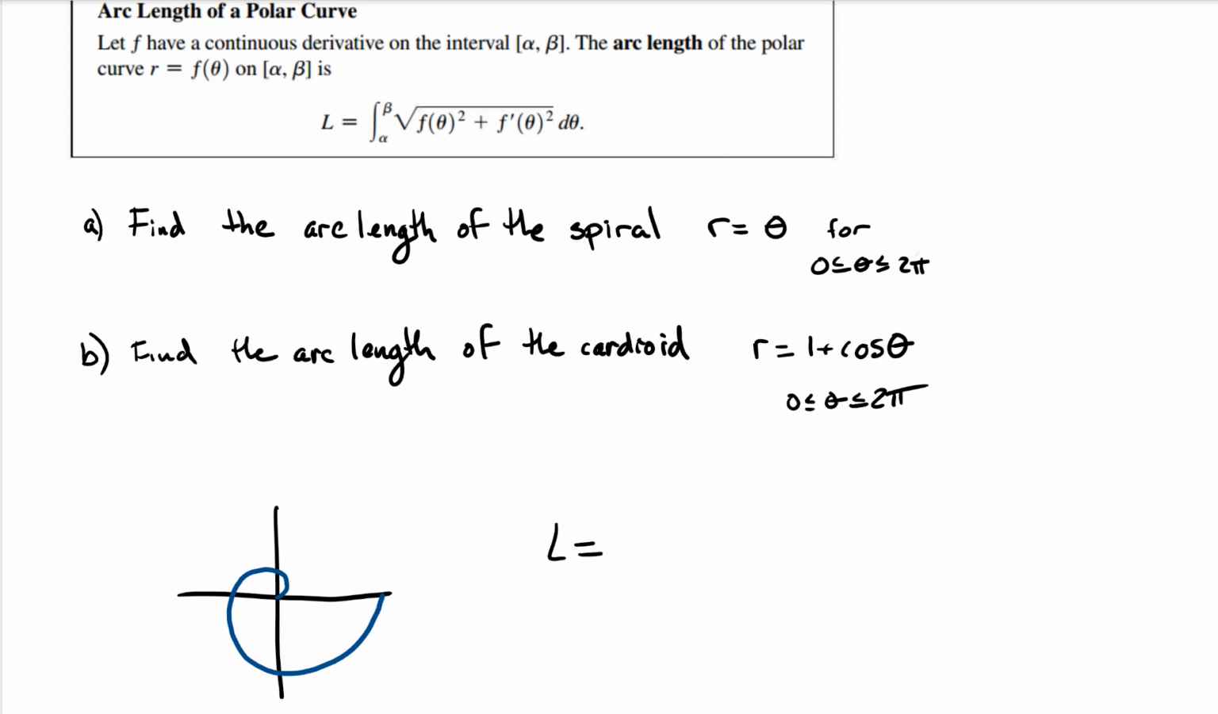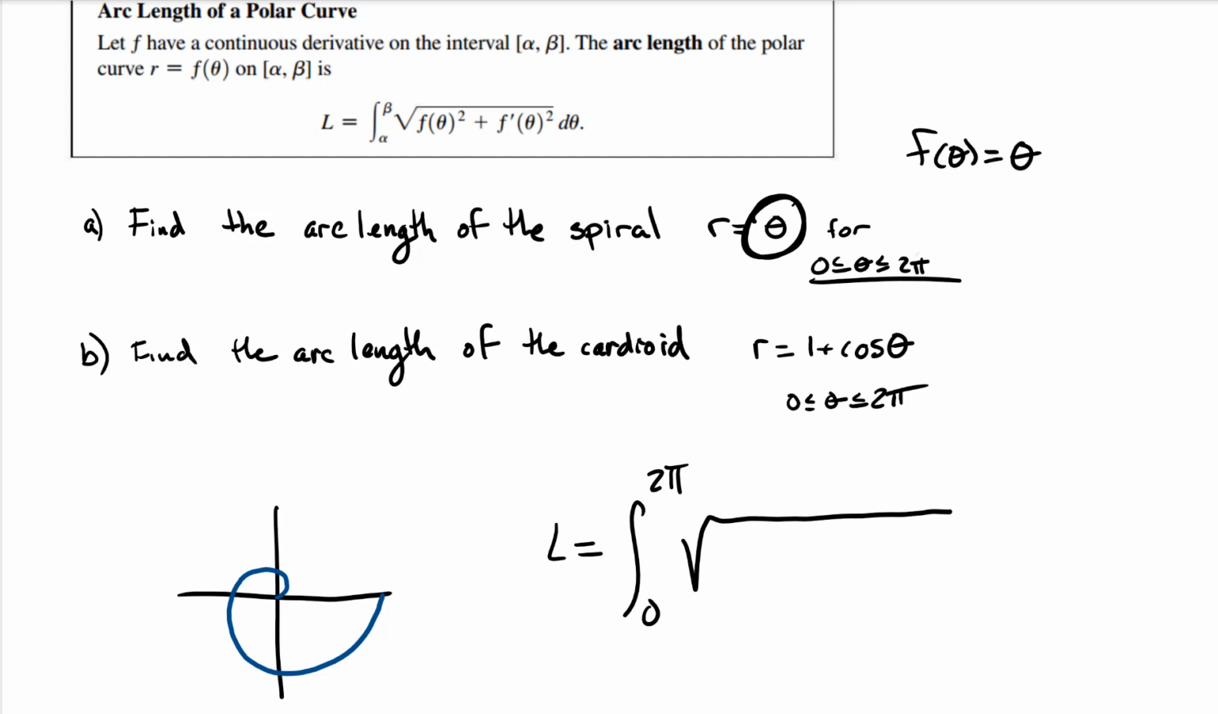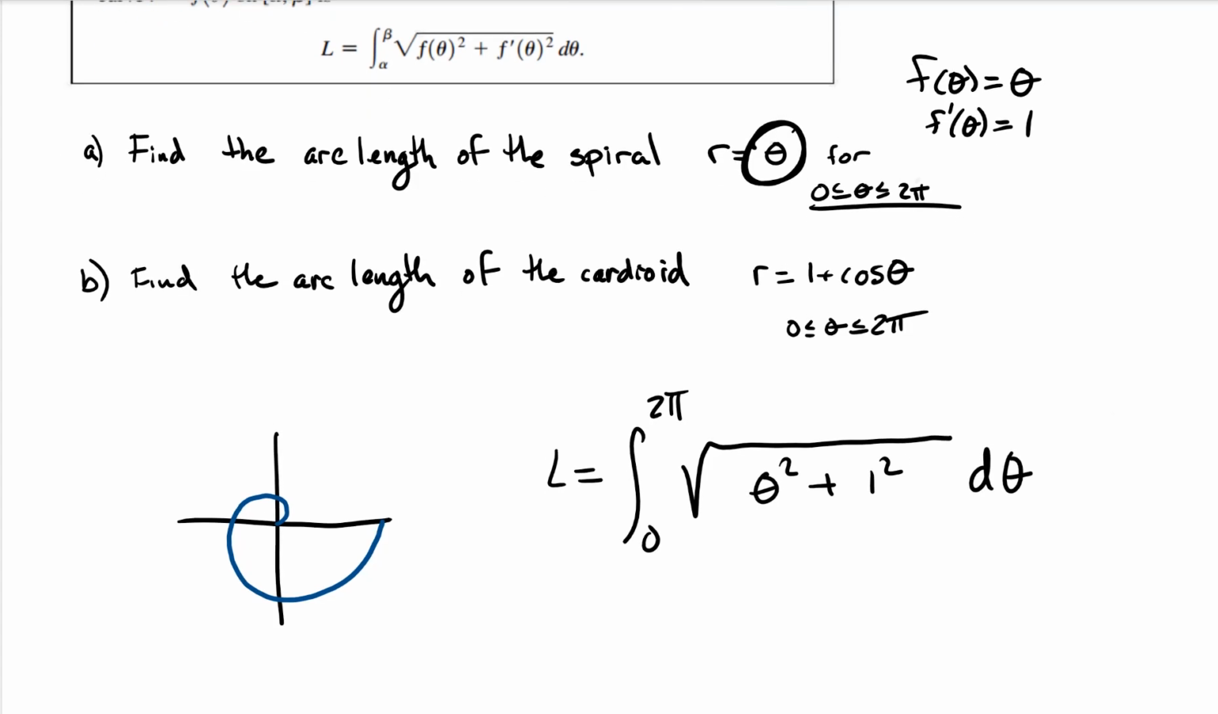So we're going to say the length of our curve is equal to the integral from 0 to 2 pi. We don't have to use any sort of symmetry because there's no cosines or sines in there, and there is no symmetry with this. So we're going to take the square root of our function. Remember, r is the function, equal to theta, and its derivative is equal to 1. So we just have the integral from 0 to 2 pi of the square root of theta squared plus 1 squared, d theta.